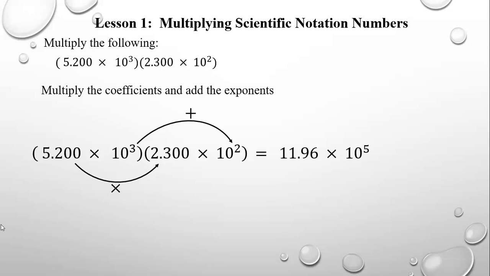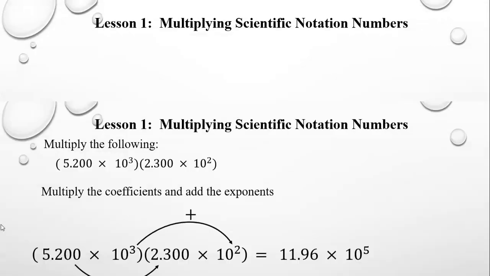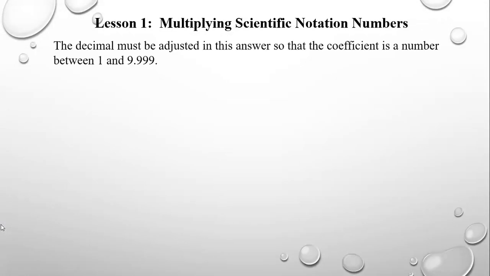Now, the rules say that the coefficient needs to be a number between 1 and 9.999. This is not. 11 is greater than 9.999. So what do you do? You move the decimal one place to the left. So you move it over, and now it becomes 1.196. Now you can't just do that without changing the value of the number, so you have to do something to the exponent. And that's going to raise the exponent from 5 to 6.